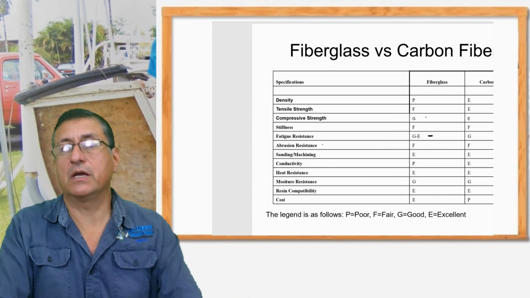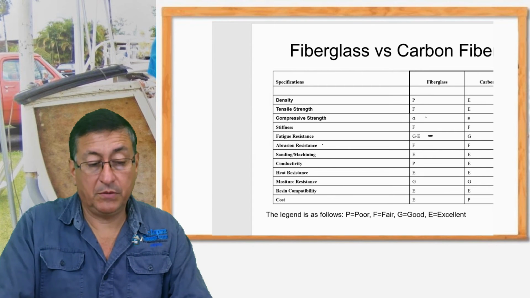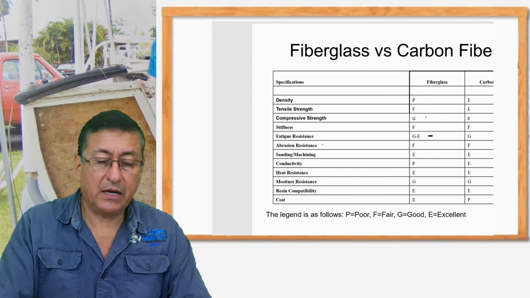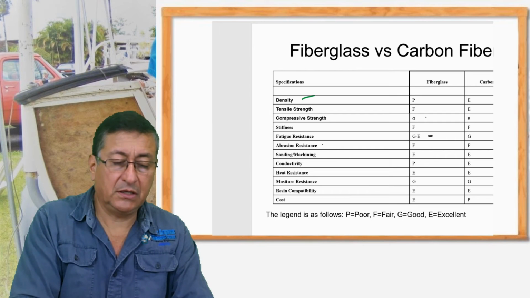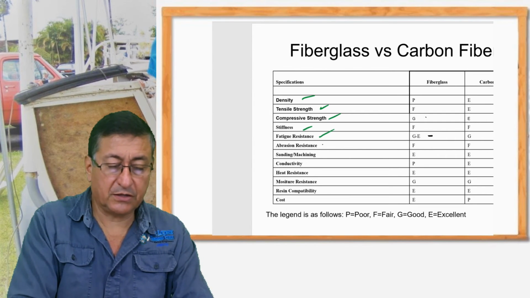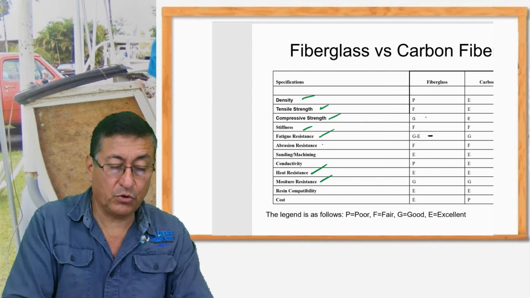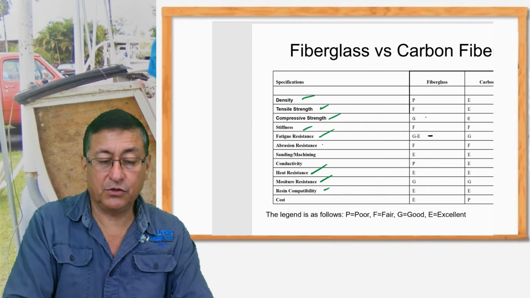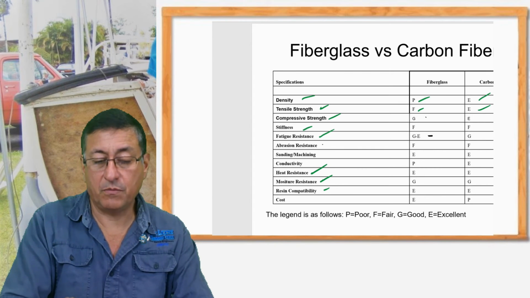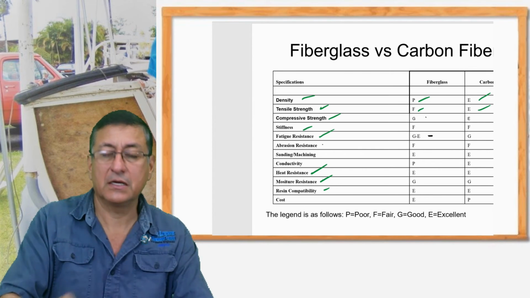And this is a wonderful table with the comparison between fiberglass and carbon fiber, and we analyze the density, the tensile strength, the compression, the surface, the fatigue, resistance to high temperature, resistance to moisture, and we have this is poor, this is excellent, this is poor, this is excellent, depending on each of them. I recommend analyzing this table.